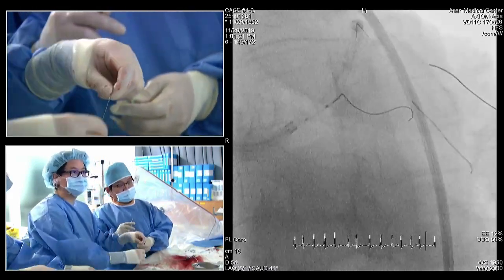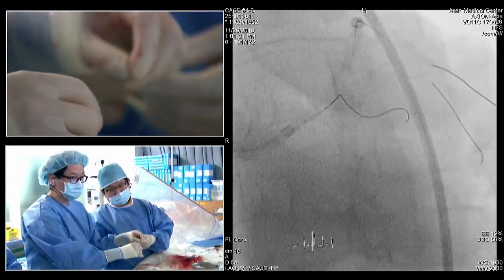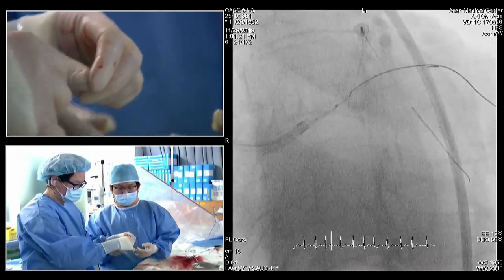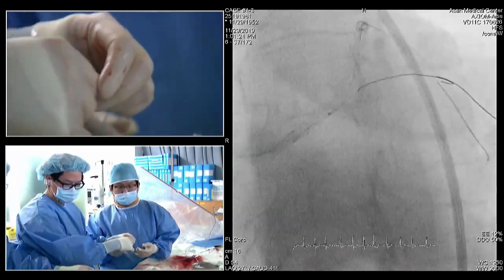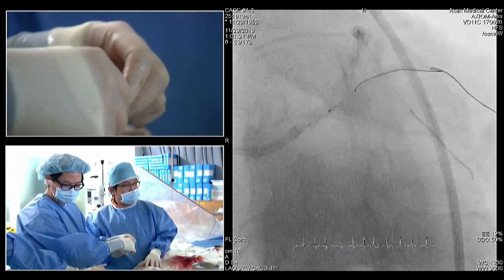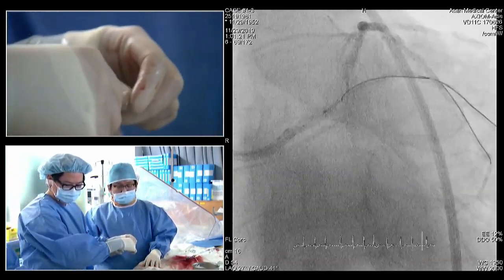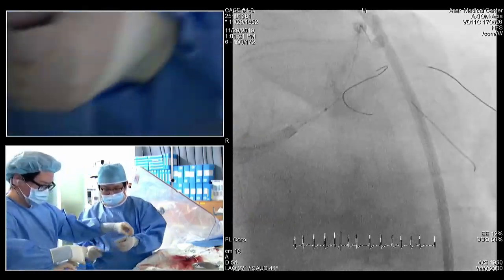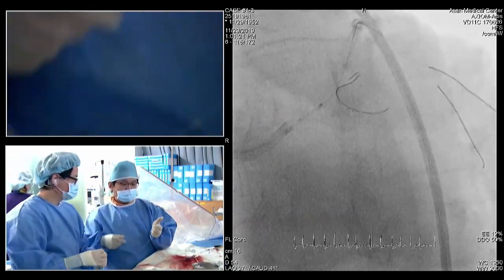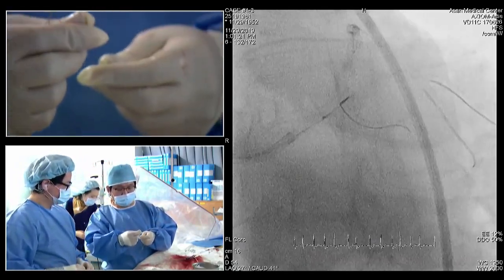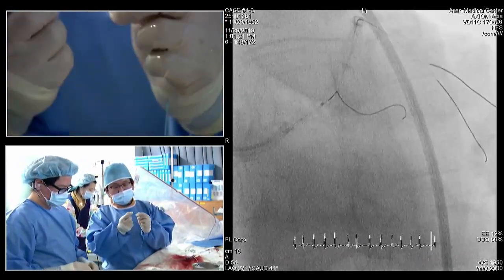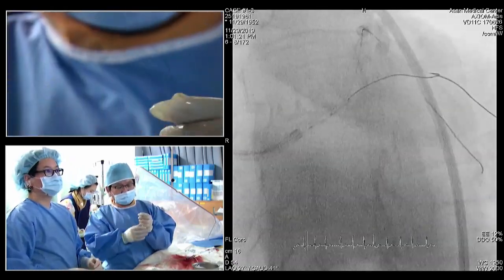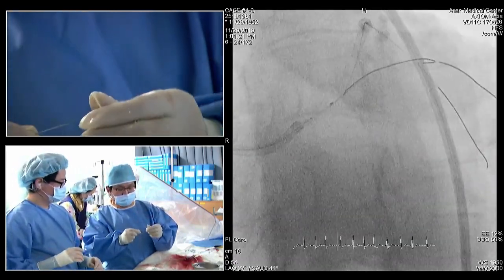Okay. So we have to insert the guiding wire from the side hole. And put it back. And then we make the first curve like this. And then make the other curve.